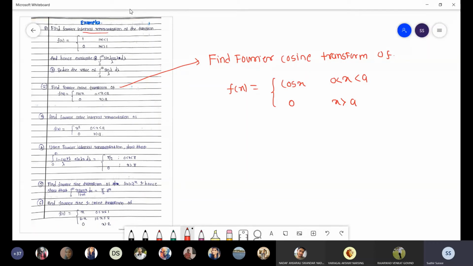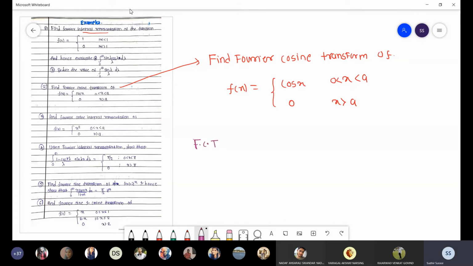So integral representation means you have to find both things, whereas in the case of the Fourier sine or Fourier cosine transform, you have to find only the respective transform. So let us find the Fourier cosine transform. Now you tell me the formula for the Fourier cosine transform. You know that formula.